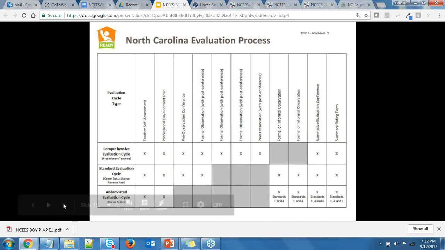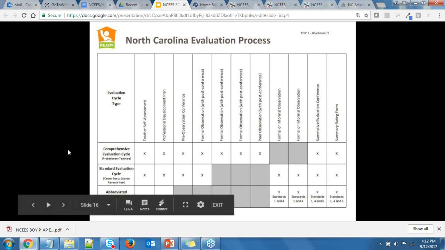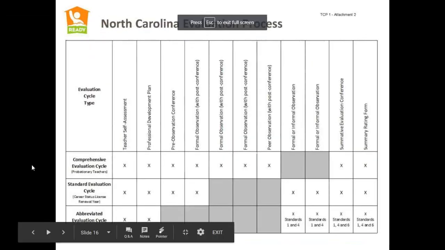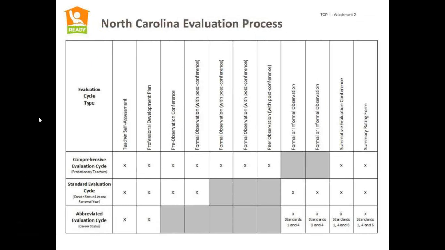Here we have another one-pager, and we'll put a link in the chat as well for this one, but this just gives you a clear outline based on the evaluation cycle type. For the comprehensive evaluation cycle, all of the components of the evaluation process that's included. For the standard evaluation cycle, again, all of the components are documented there for you, and for the abbreviated evaluation cycle. And again, we'll put the link to this in the chat bar.